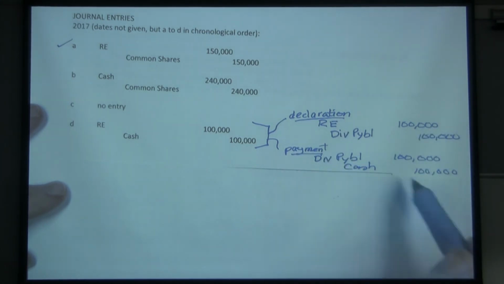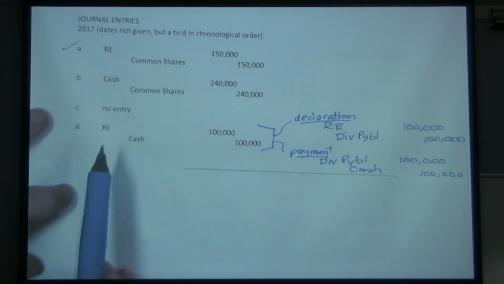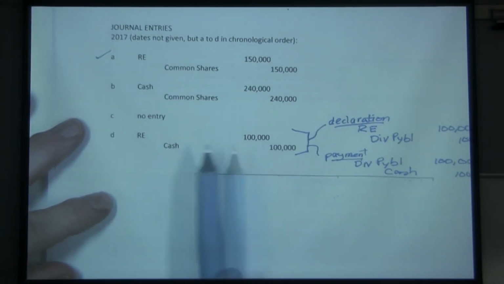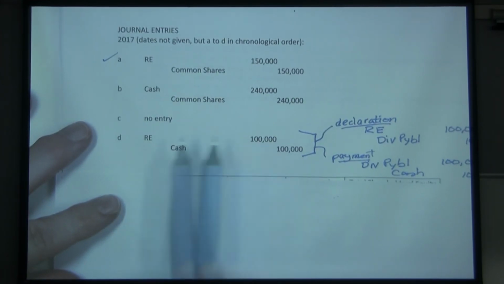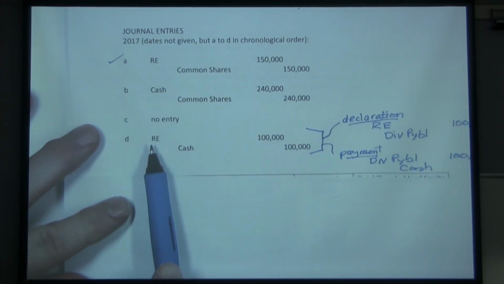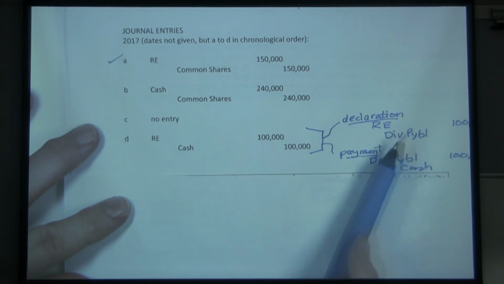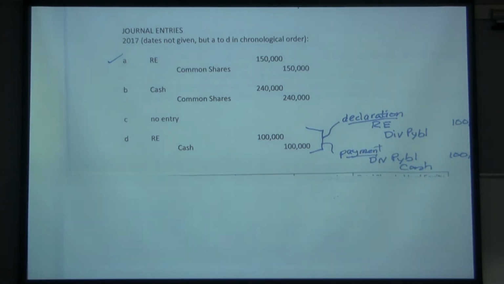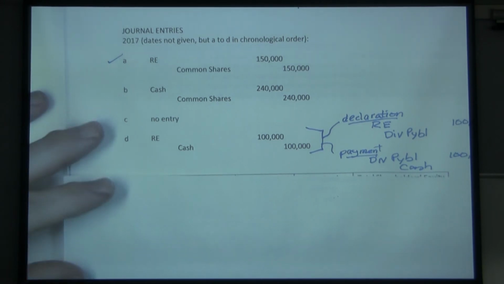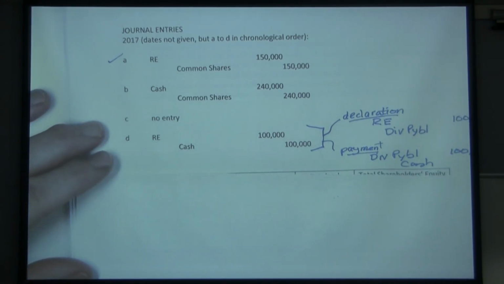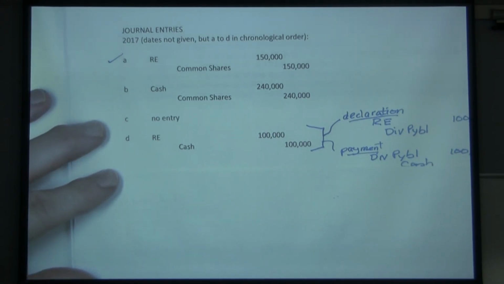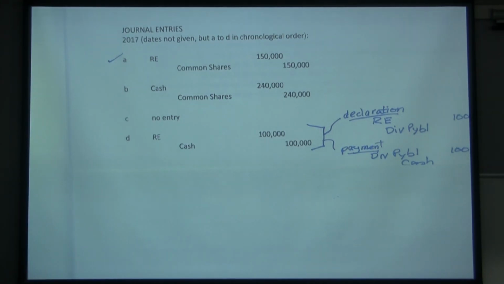Okay, so if we combine these two journal entries, the same impact would be here. It basically reduces retained earnings and reduces cash. The payable account is just temporary in between date of declaration and date of payment. Okay, so this is a sort of a shorter example. That's everything for the year.